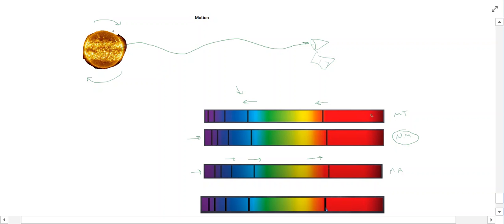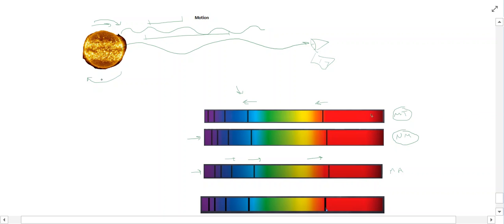Then the light from the top part of the star, from up here, is going to be moving like this. So this top part is moving towards the person. With the top part, the wavelengths are going to be a little bit shorter than these longer wavelengths down here. So you're going to get this kind of wavelength effect from the top part of the star where it's moving towards you.